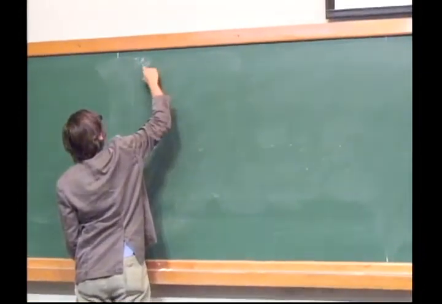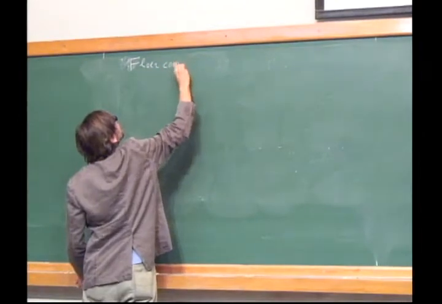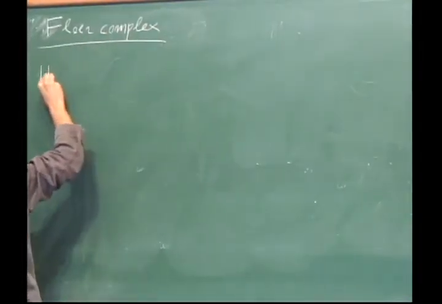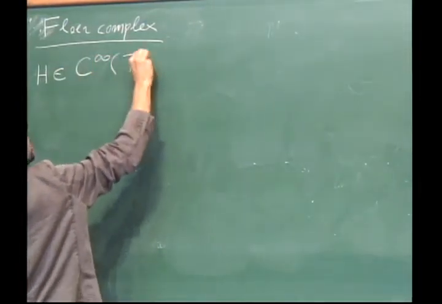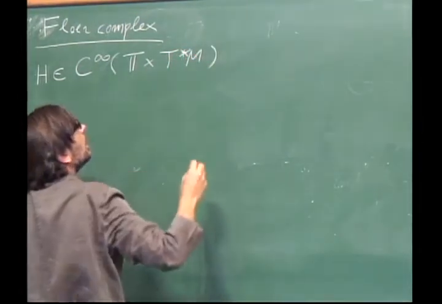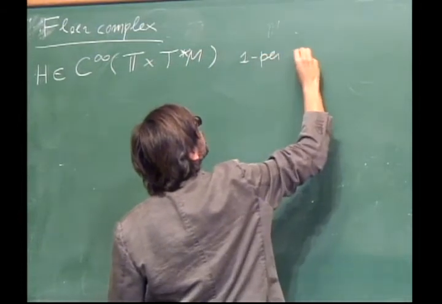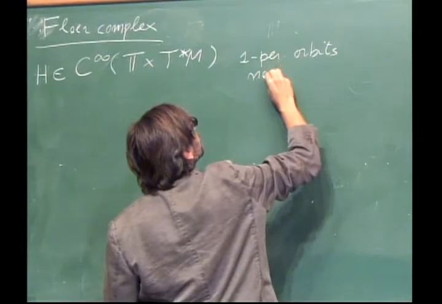Sorry, Floer complex. Floer. So now the objects are instead a Hamiltonian, smooth, time-dependent, defined on the cotangent bundle of M, and say all one-periodic orbits are non-degenerate.